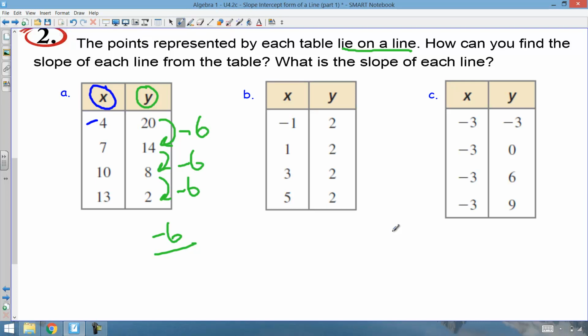Well, what's the change in x from here to here? Well, it's +3. It went up 3, and it's again +3. And this should be consistent. If it's +3, it should always be +3.